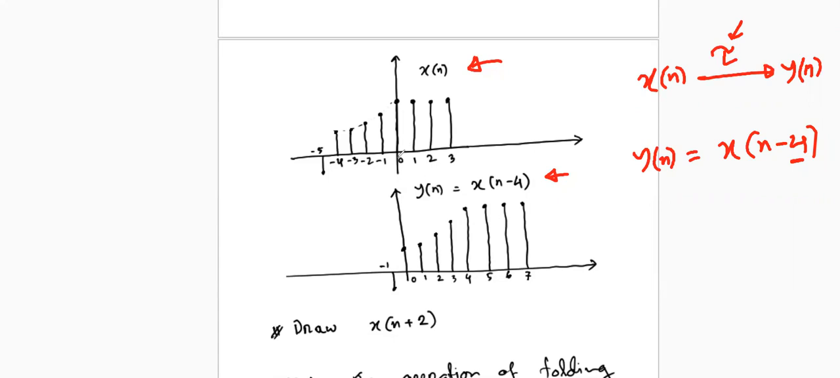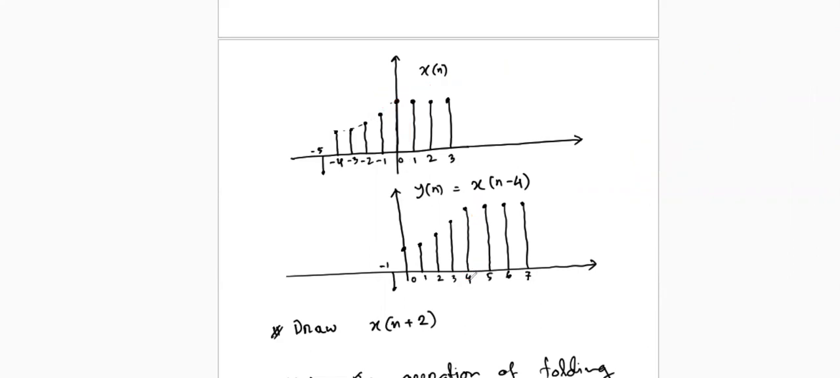Here you can find that this is the 0th sample. Let's say the value of the 0th sample is 1, 1, 1, 1, and then 0.8, and lower than 0.8, and lower than 0.8, and so on. Now this sample is delayed by 4 samples. Previously it was at the location 0. Now it is shifted to the location 4.